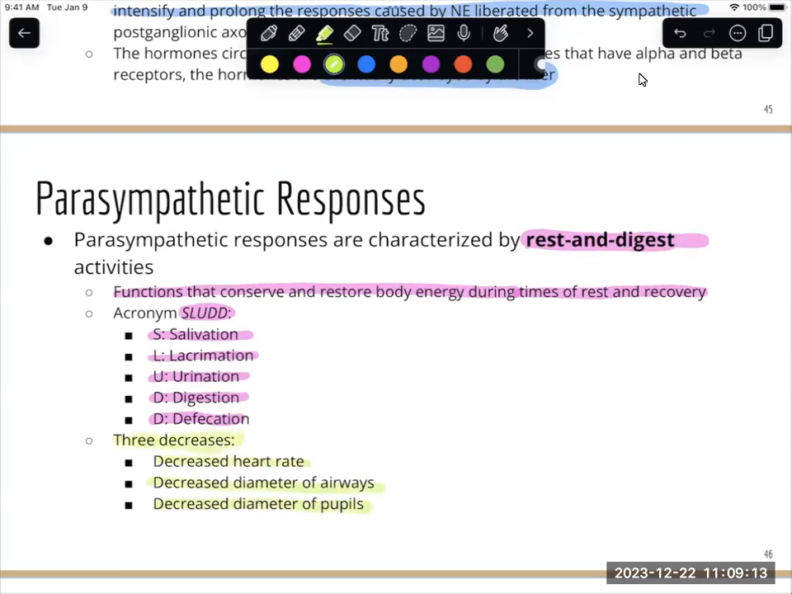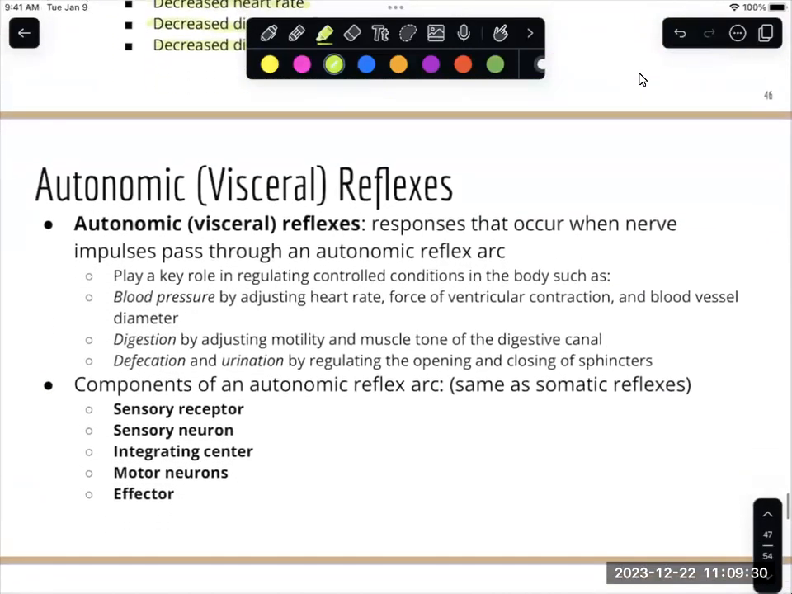So there's a lot. Your body is trying to take up all the nutrients it can. It's forming the urine. It's slowing down your heart rate because you're at rest, not doing anything. So parasympathetic responses are much different. So let's look at some of these different autonomic reflexes. We talked about the pupillary light reflex already, but different autonomic reflexes occur when nerve impulses pass through an autonomic reflex arc.